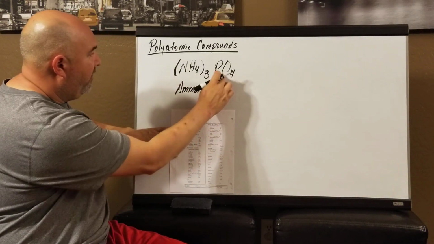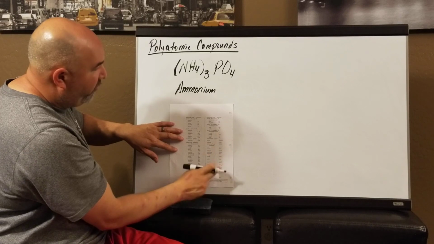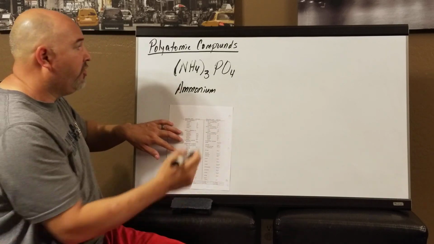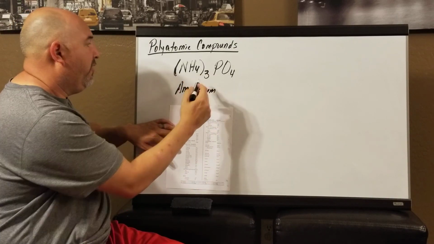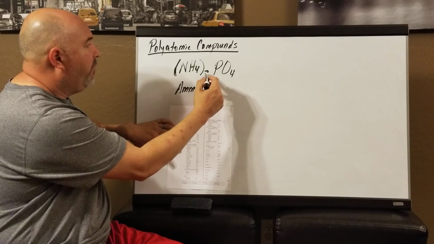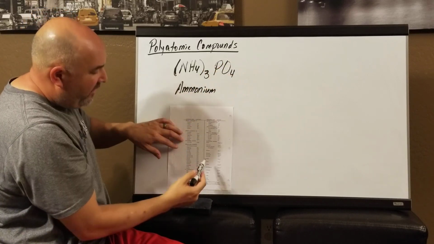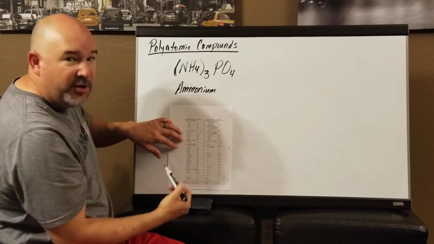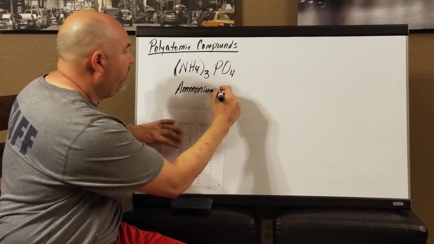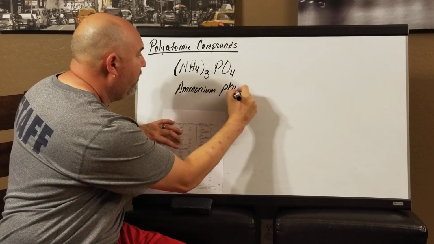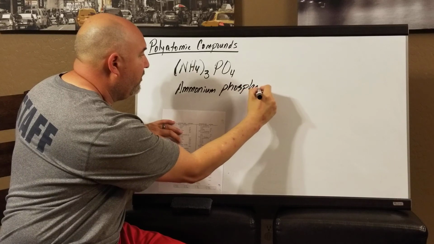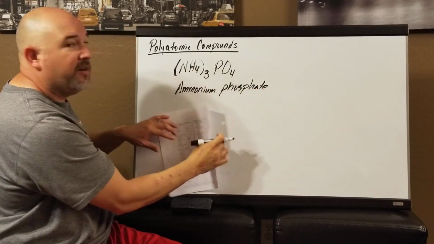And then this PO4, you just find PO4 through here, and you can figure out the charge actually, because there's a 3 right here. And if ammonium was a 1 positive, that implies that this must have been a 3 negative. And it makes sense because phosphate is PO4 3 negative. So this is just ammonium phosphate. And that's how you would name it.